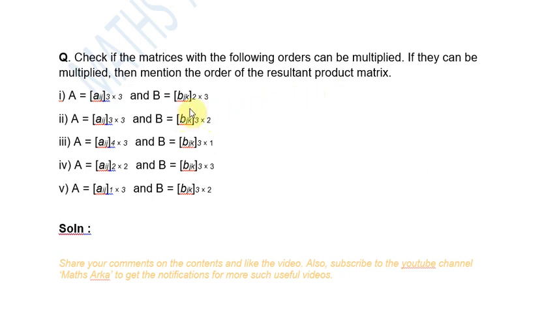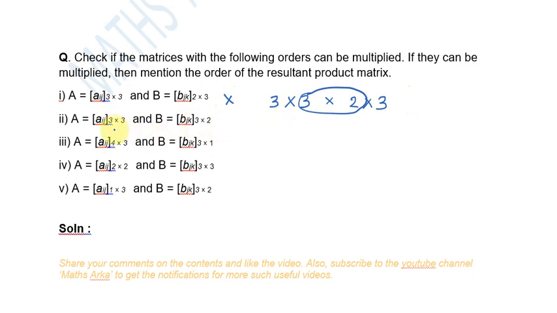Now for the first question, the order is 3 cross 3 for the first one, and for the second it is 2 cross 3. So this part and this part, are they equal? No, not equal. So it is not defined, so here we can't define the product.